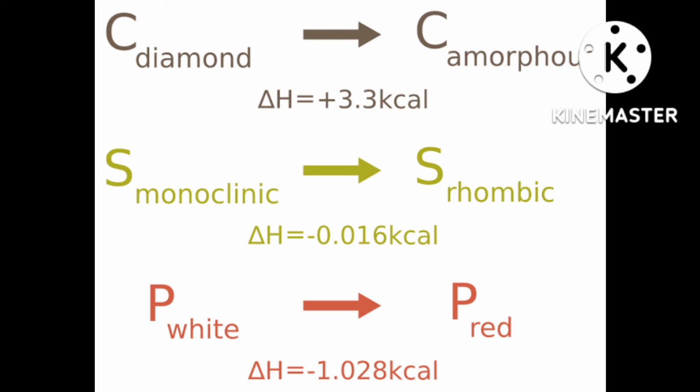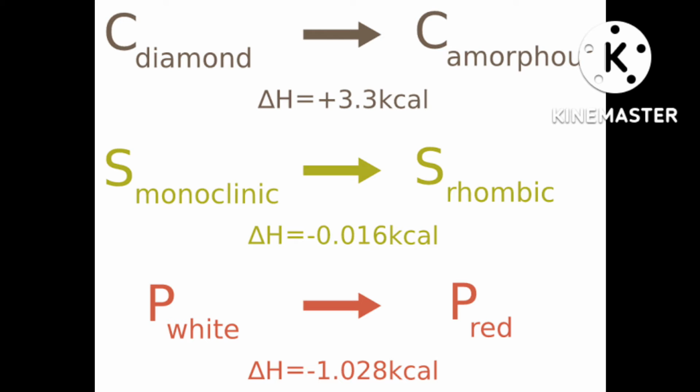Molar enthalpy of formation, and its symbol is delta f H. Small f, f means formation, and capital H. Delta f H. This is called enthalpy of formation.